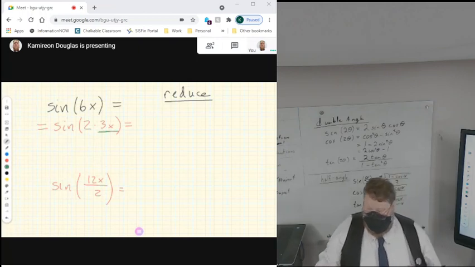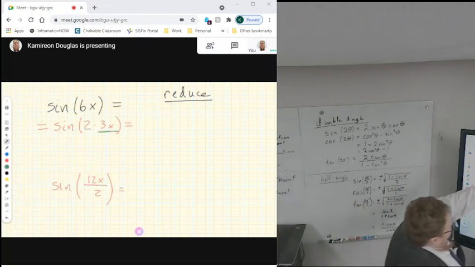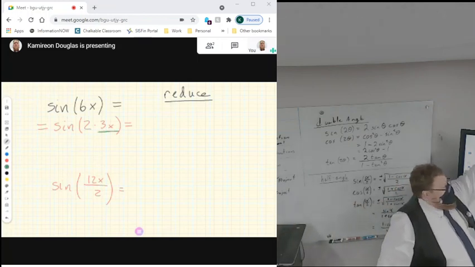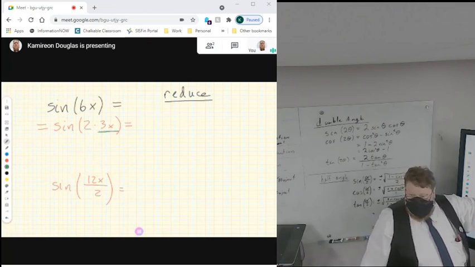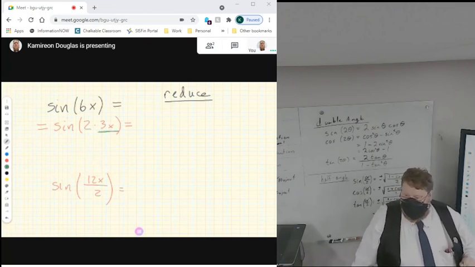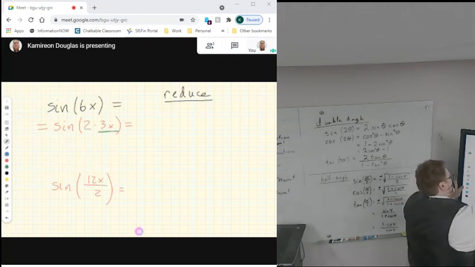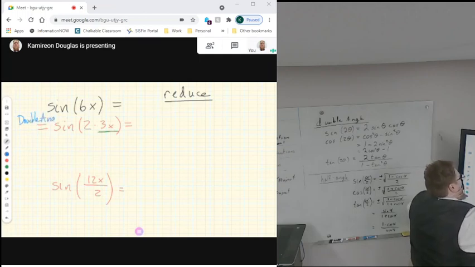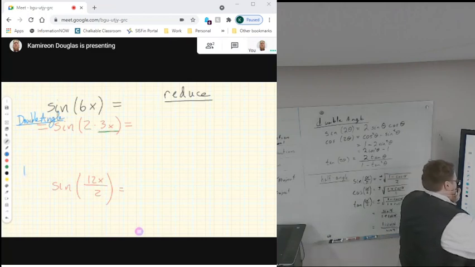So the top one is double, because notice what's inside of it. I am doubling a 3x to get to my 6x. Whereas the bottom one, I am halving my 12x to get to the 6x. So let me put that on here. This one is the double angle. So do the problem once as a double angle problem. And the bottom one is a half angle.